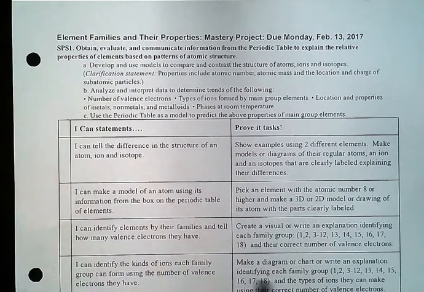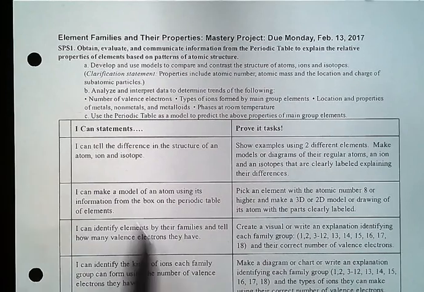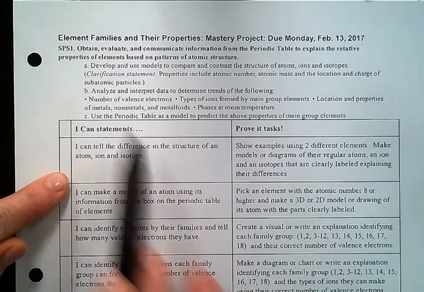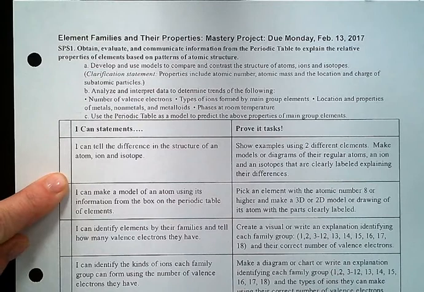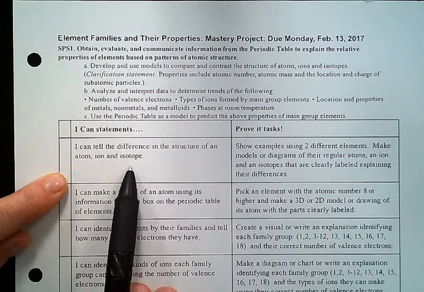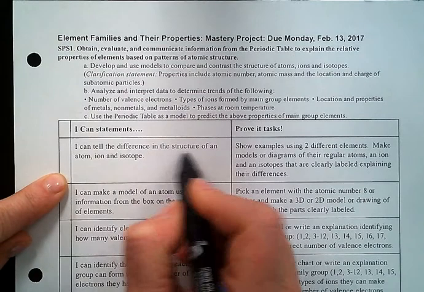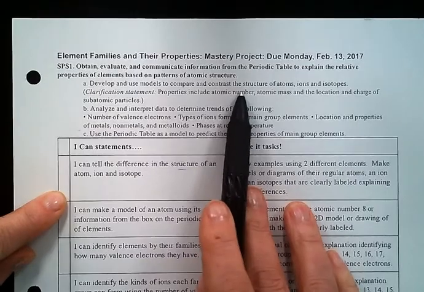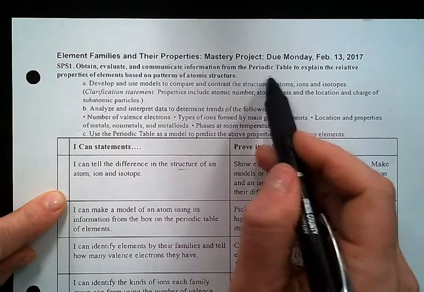So in order for me to know that you know it, in place of a test this time, we're going to do these prove it tasks. These I can statements come directly from the standard itself. So, for example, I can tell the difference in the structure of an atom, an ion, and an isotope. Structure has to come from up here because it says develop the structure. So that's what we're looking at.